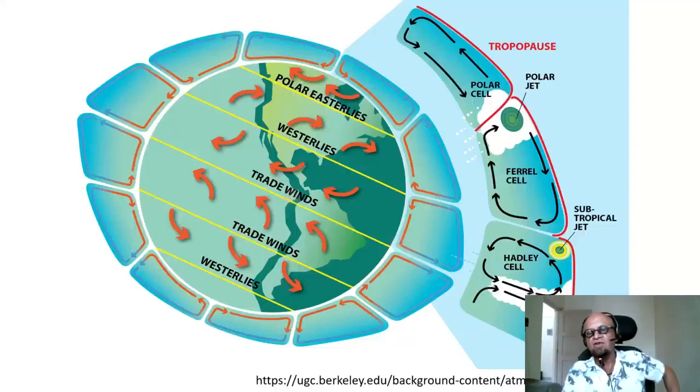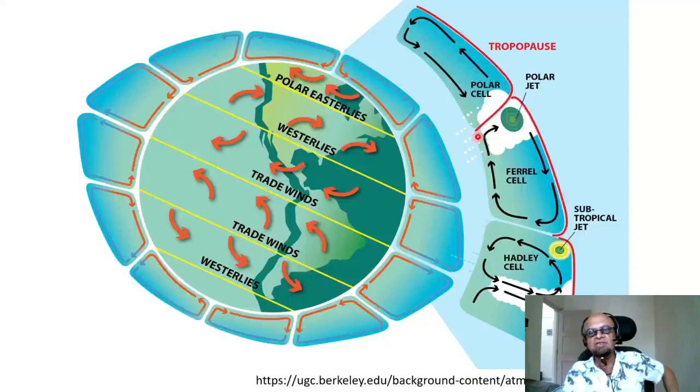Okay, so for historic reasons, this is called a Hadley cell. Hadley was the guy who first found the reasons why there are trade winds. So to honor him, we call this a Hadley cell. When air rises, sinks and comes back, it's a cell, it's a cycle. So it's a Hadley cell. Similarly, you have another cell here, another cell here, and so on.